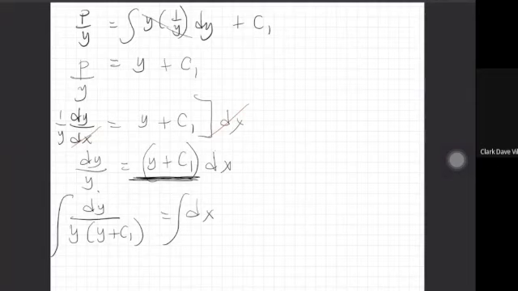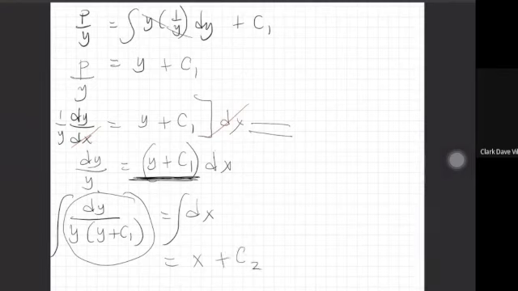Integrating both sides. But how do you integrate this? What is the integral of dy over y times y plus c sub 1? You can use partial fractions. Do you still remember partial fractions? The factors of the denominator are prime, linear, non-repeating. On the right side, the integral is simply x plus c sub 2.